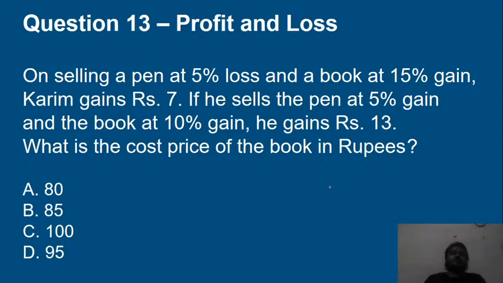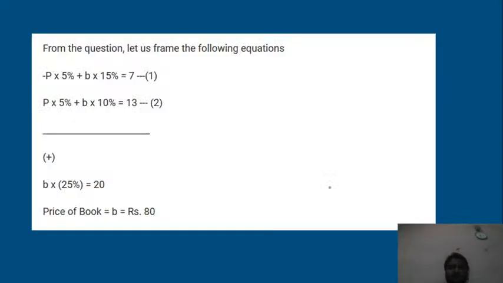Okay, so see, on selling a pen at 5% loss and a book at 15% gain, Karim gains 7 rupees, and if he sells the pen at 5% gain and the book at 10% gain, he gains 13 rupees. A very cliche question, guys, in CAT. So now let us frame the question: pen at 5% loss and book at 15% gain, you get a 7 rupees profit. Pen at 5% gain and book at 10% gain, you get a 13 rupees profit. So 5% loss is minus 5p by 100 plus 15b by 100 is equal to 7. You solve this question, you get book as 80.